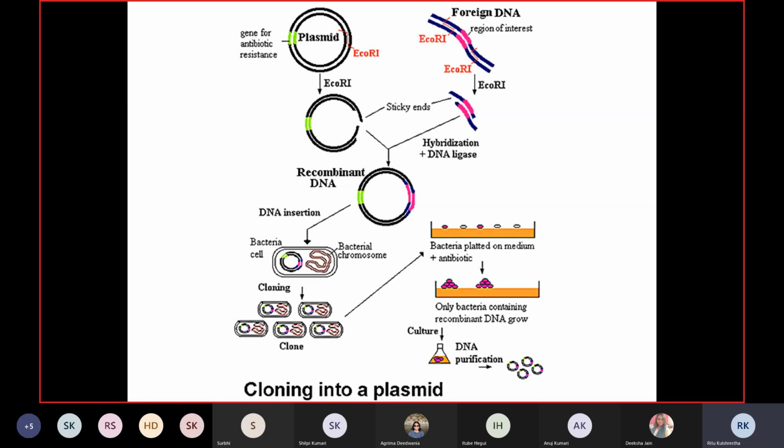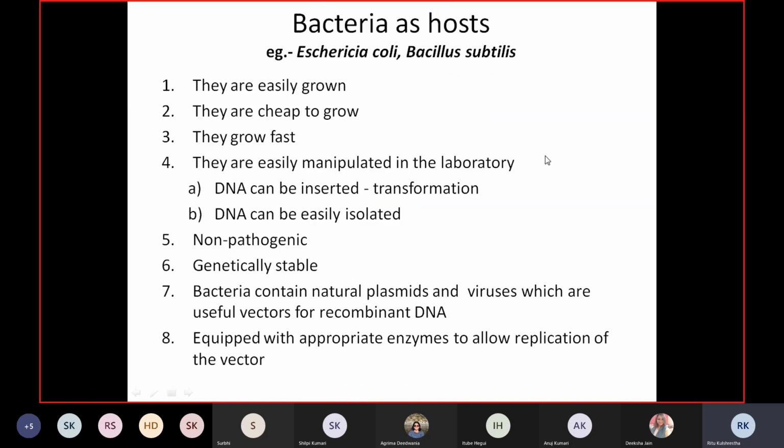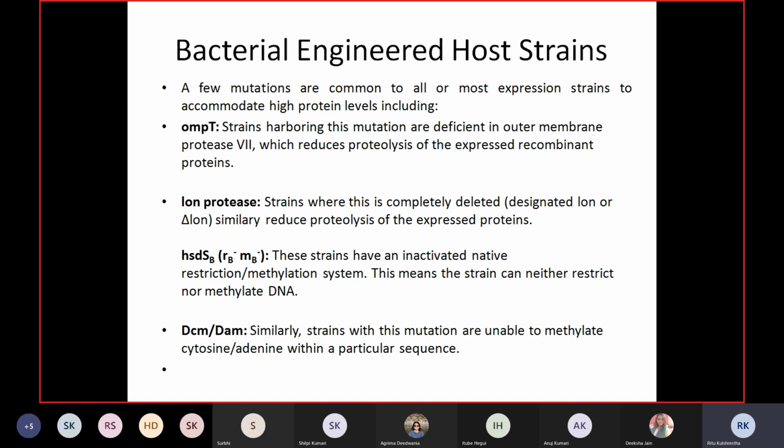So let's see one by one which are the various modifications that have been done in these various bacterial host strains. It could be E. coli, it could be Bacillus, etc. And how they have helped in final recombinant protein production. So these are some general changes that have been made in these genes that are mentioned here.